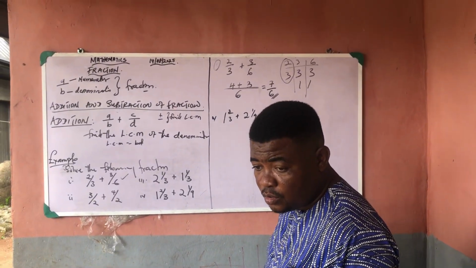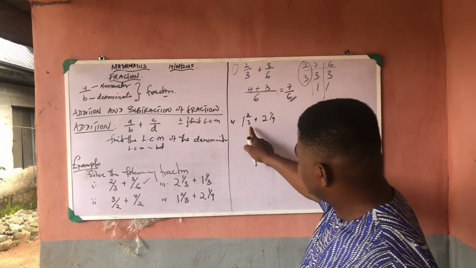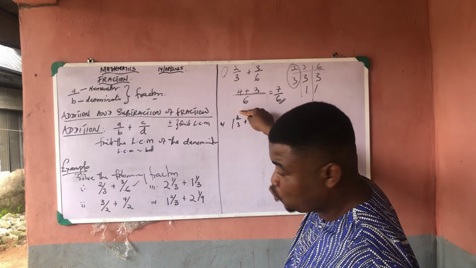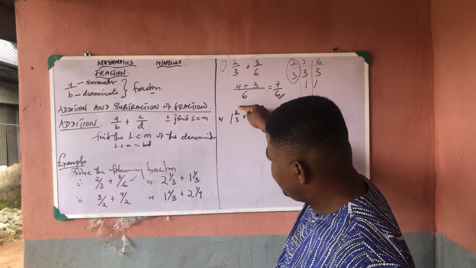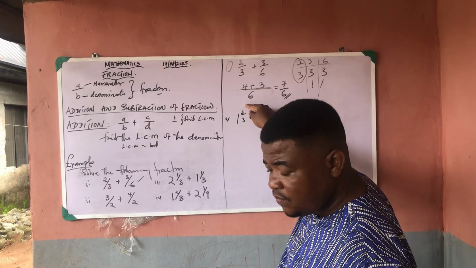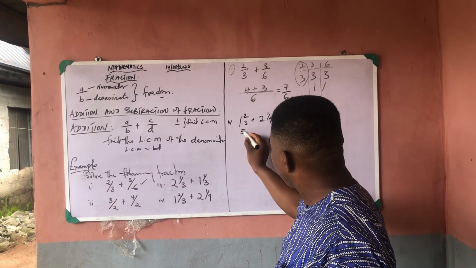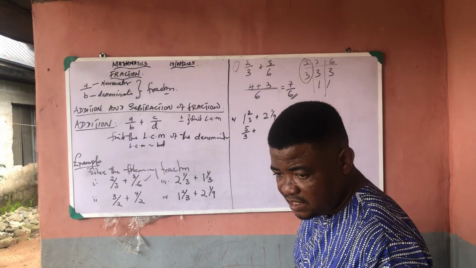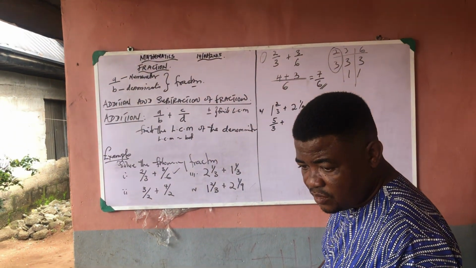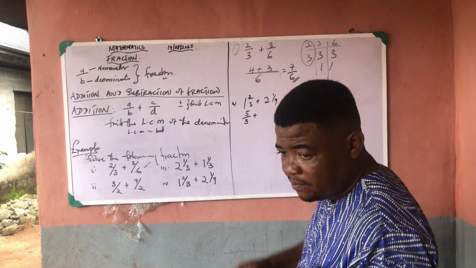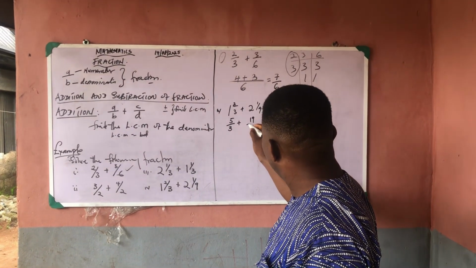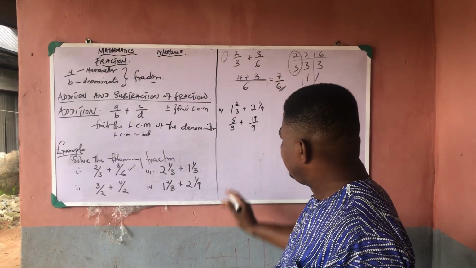To improper fraction. Good. Now how do you convert? You now say 3 times 1, 3. Then 3 plus 2, 5. So this will now give us 5 over what? 3. Then 2 times 9, 18. 18 plus 1, 19. So here will give us 19 over 9.